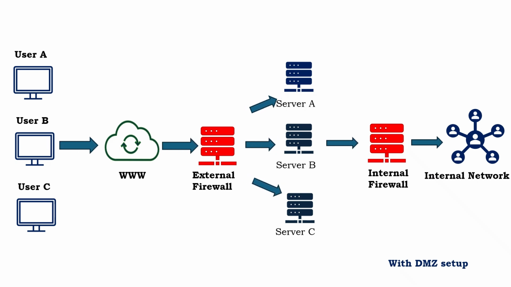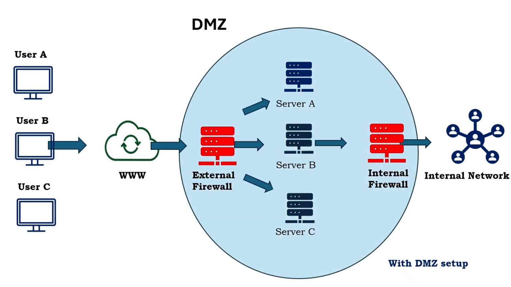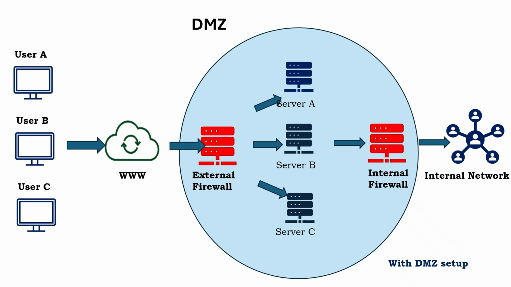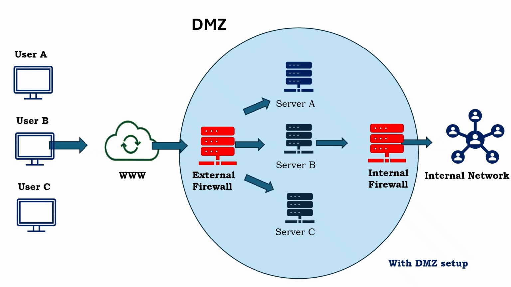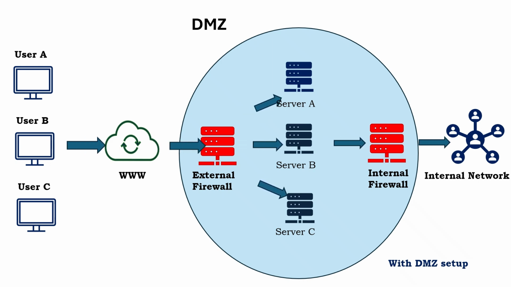In the segment where we have our servers is where you could see the DMZ. The DMZ is this region between the external and the internal firewall, a segment that has been isolated from your internal network. You understand? Any communication coming from the internet to the internal network that is not allowed will automatically be blocked by the internal firewall.